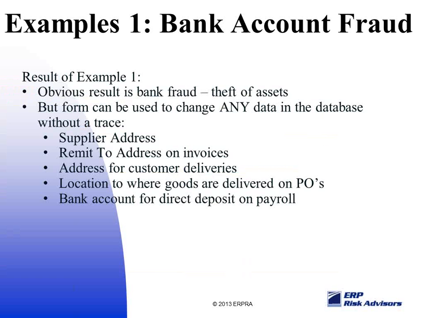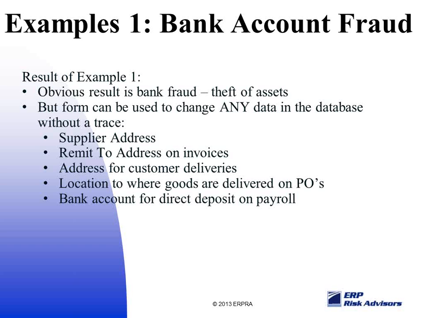So the result of example one, the obvious result is bank fraud, theft of assets, which could happen. And there are mitigating controls in place. If a vendor doesn't get paid, eventually down the road they're going to say, "Why didn't I get paid? You promised me payment for X date, it didn't come through." And then, 30, 60 days, I don't know how long, depending upon the vendor, it will eventually get identified as having gone to the wrong bank account. By that point, who knows what's happened with the money. And obviously it's a detective control. The point really is you want to prevent that. You want to put a preventive control in place.